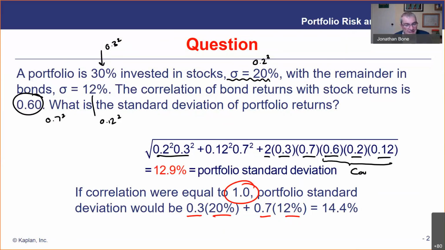So watch out for that. If they give you assets and the correlation coefficient is +1, think, well, hey, I don't need to use that nasty formula. I can just weight each of the standard deviations and simply add them together.